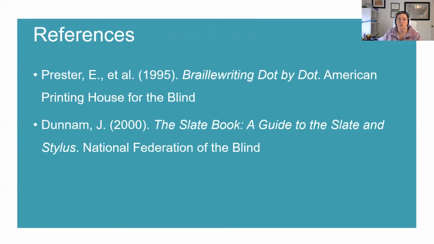People asked if there were resources. There sure are. The Braille writing dot by dot is available in Braille in a BRF file as well as a PDF file. The PDF file is not accessible. The BRF file is. These are older manuals by APH. I also utilized the Slate book, A Guide to the Slate and Stylus by Dunham from the National Federation for the Blind to build this. But the Braille writing dot by dot is available to you. You're welcome to download that if you would like it. It's there. And don't forget the free Slate and Stylus available to you from NFB.